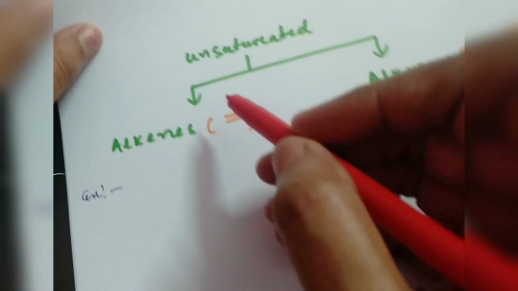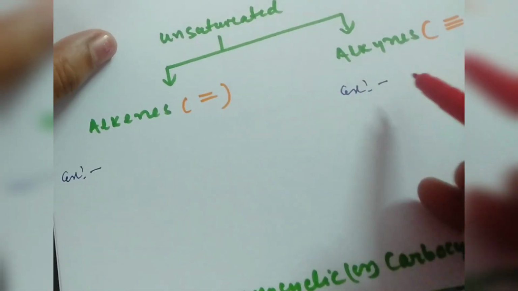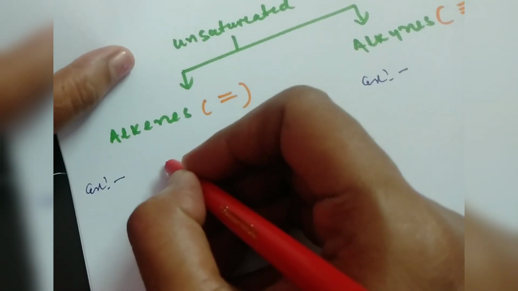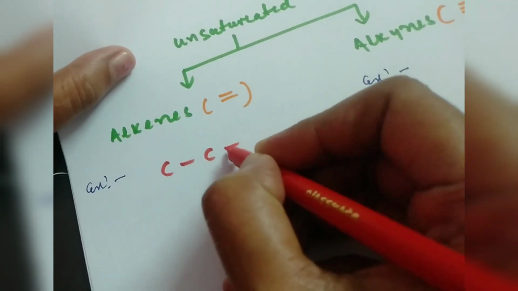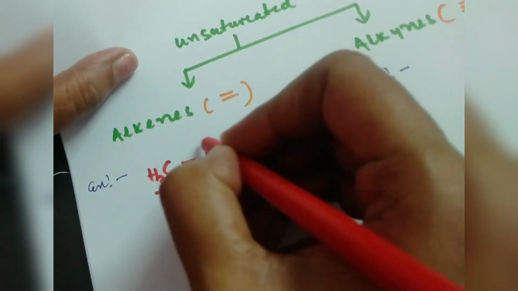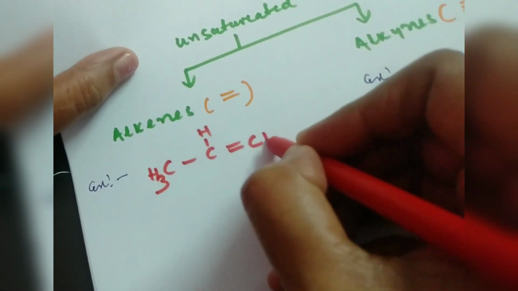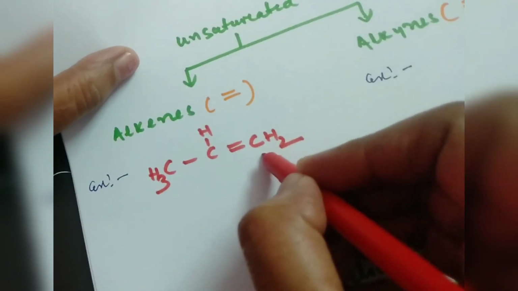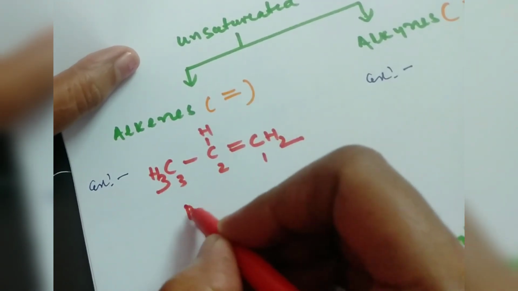Similarly, unsaturated hydrocarbons are divided into 2 types, alkenes and alkynes. You can take any example. If I take C, there is a double bond. Okay, now this is 3. Here 1, 2, 3 means 1 hydrogen. Here 2. So what is the name? 1, 2, 3. It is your propene.